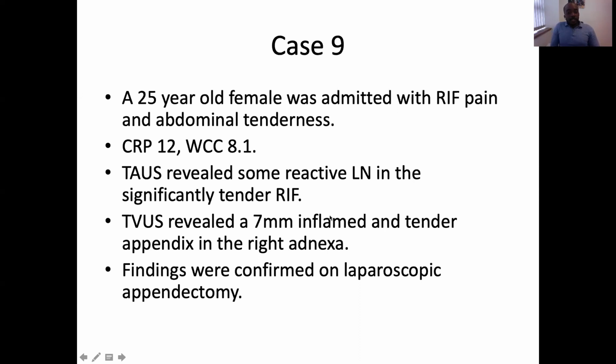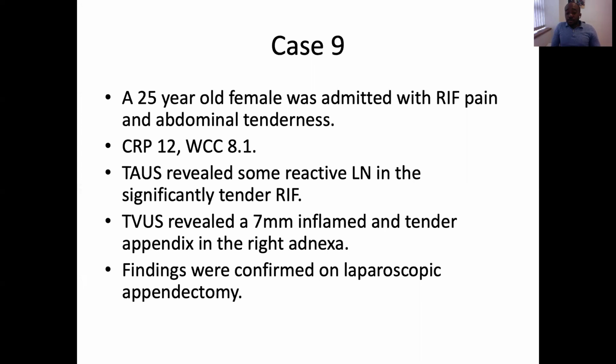So case number 9 now, a 25-year-old female was admitted with right iliac fossa pain and abdominal tenderness. CRP was slightly raised, WCC was normal. Transabdominal ultrasound revealed some reactive lymph nodes in a significantly tender right iliac fossa. So the right iliac fossa was very, very tender, but we didn't see anything there while scanning transabdominally. We could only see some reactive lymph nodes and maybe a bit of mesenteric edema, but nothing untoward.